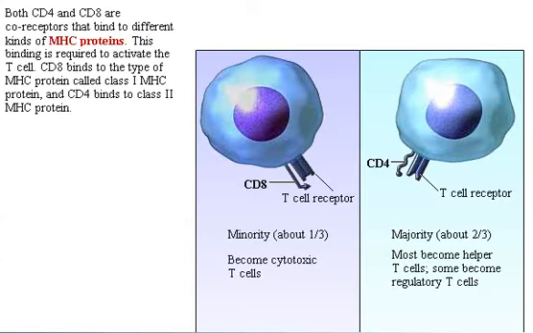As you will see later in this topic, both CD4 and CD8 are co-receptors that bind to different kinds of MHC proteins. This binding is required to activate the T cell. CD8 binds to the type of MHC protein called Class I MHC protein, and CD4 binds to Class II MHC protein. Click the CD protein that binds to Class II MHC proteins.